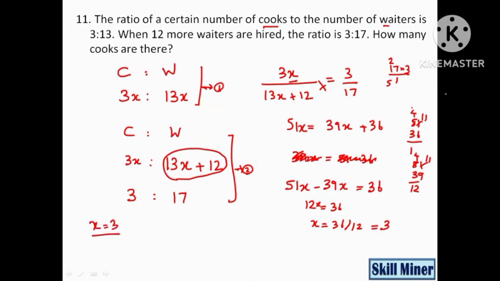Now our question is, how many cooks are there? Okay, cook is 3x. So 3 into 3, which is equal to 9. There are totally 9 cooks.